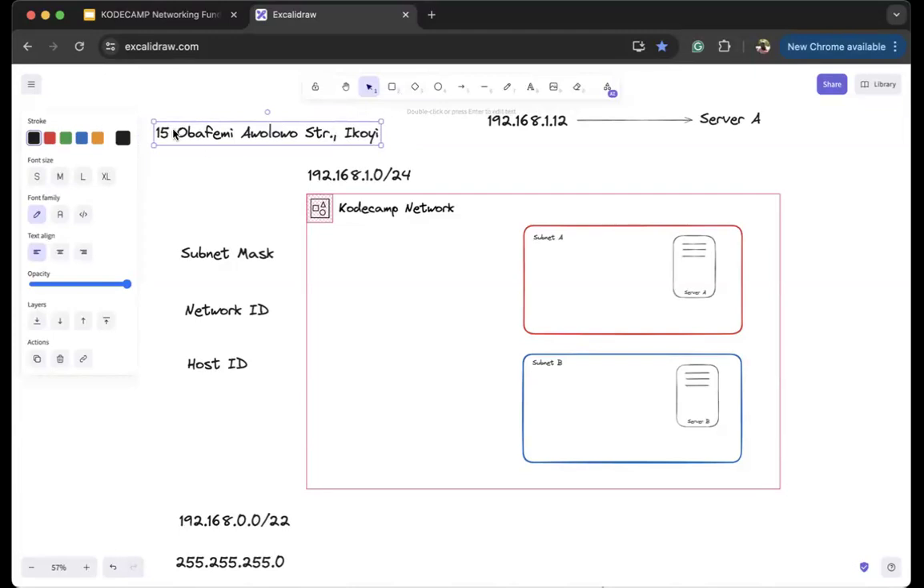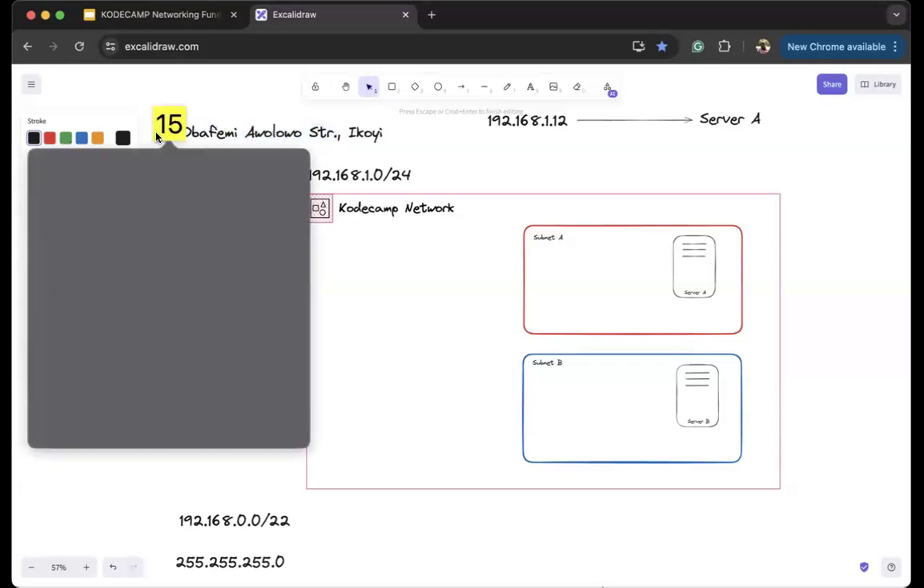Okay, let me see. Let's say it's like this, right? Obafemi Awolowo Street is the ID of your street. Ikoyi is the ID of a city, right? In this city, there's a street. This is the street ID. And there's a house. This is the number of the house, number 15, right?